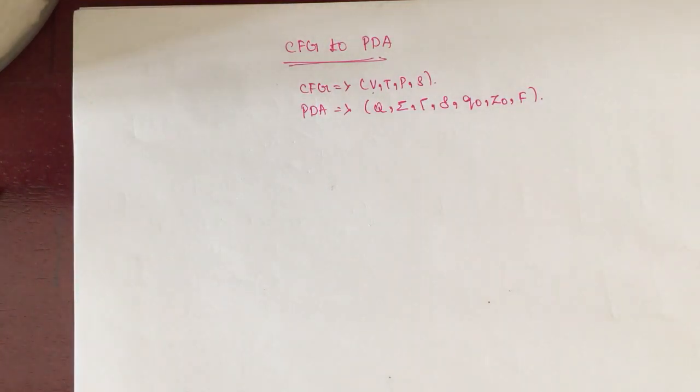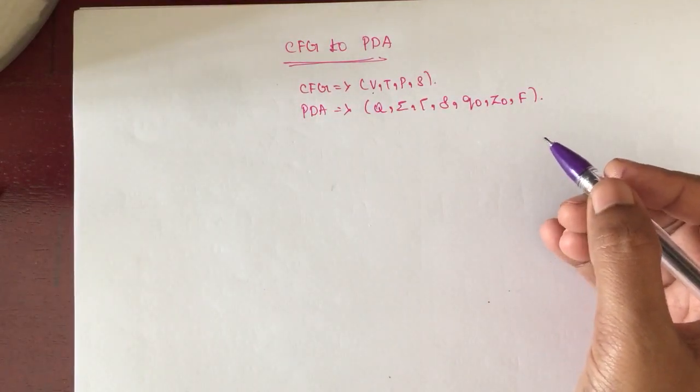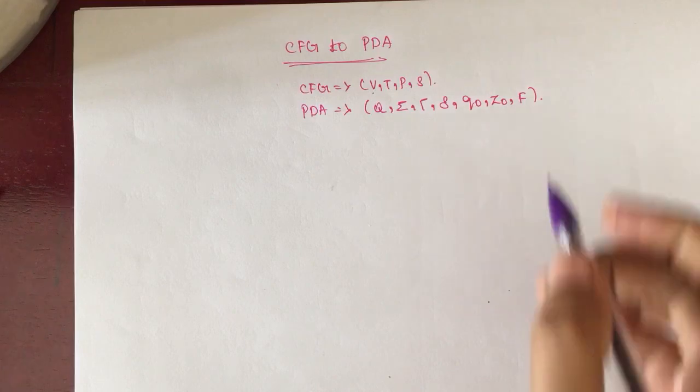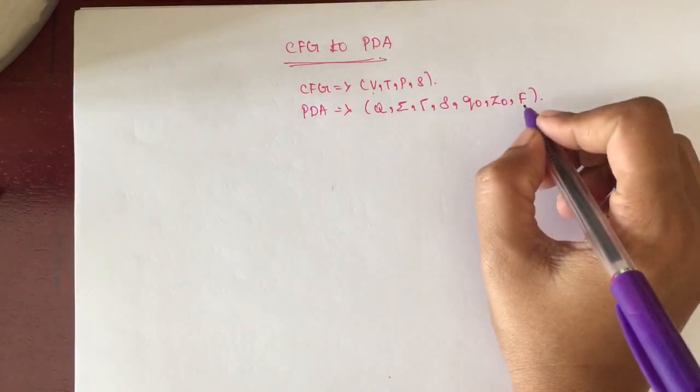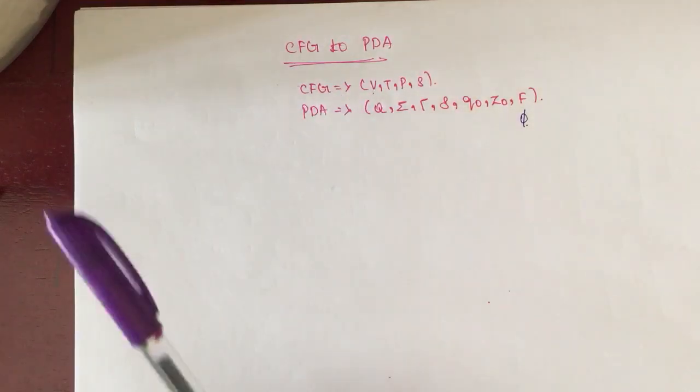Since it is going to be acceptance by empty stack, and since it is a non-deterministic PDA, always when it comes to conversion we will be using NPDA. Always the NPDA will end up with acceptance by empty stack. Since it is acceptance by empty stack, there is no final state, that is null, right? Now we are going to convert the CFG into the PDA format.